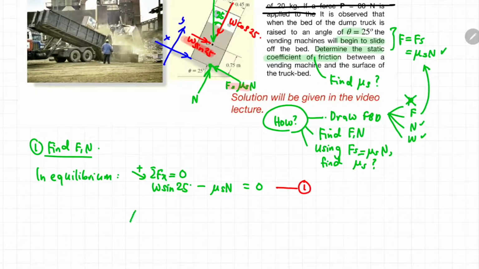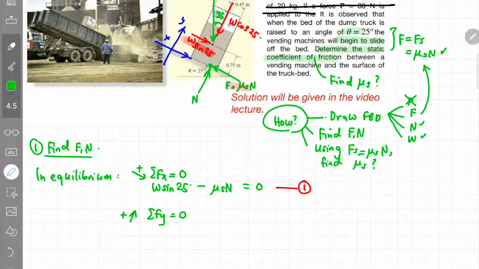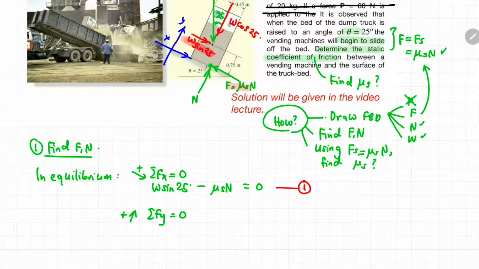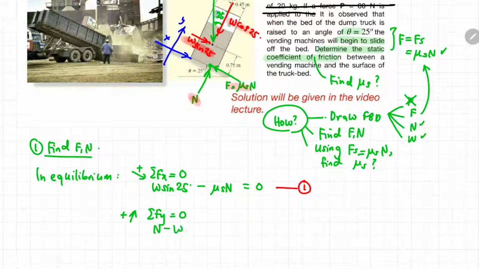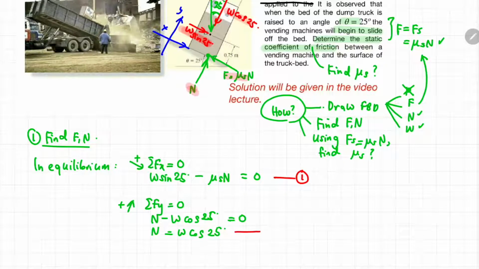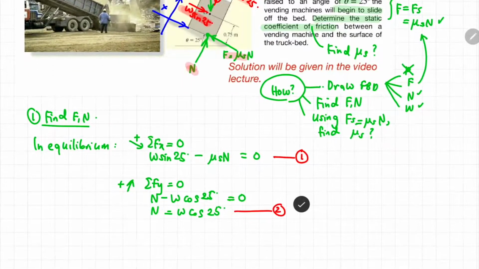So now let us apply the equilibrium condition in the y direction. So there are two items in the y direction, which is the n and also the W cos 25. Okay, so just substitute these two components into our equation and that sums up to 0. So now let us rearrange this equation so that the n will be on the left side and it will be equivalent to W cos 25. Okay, now let's call this equation 2.